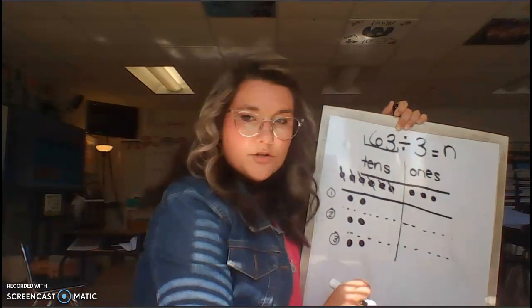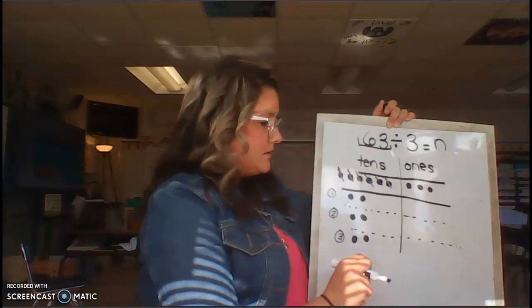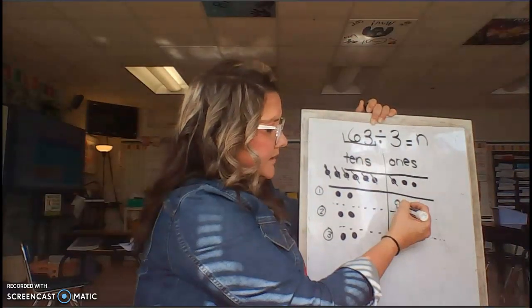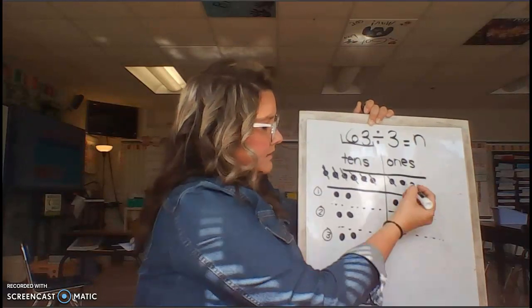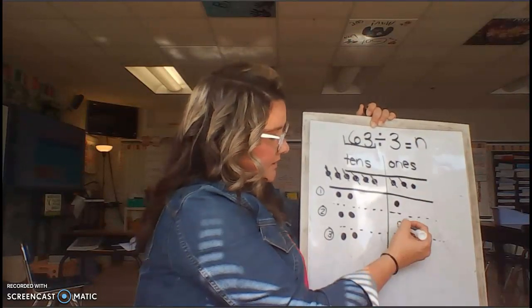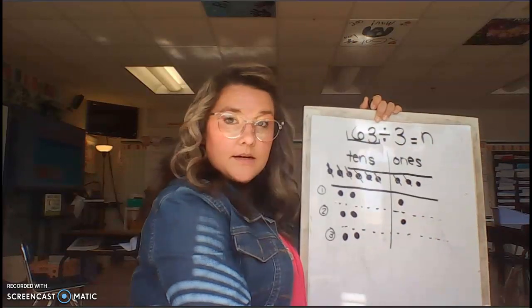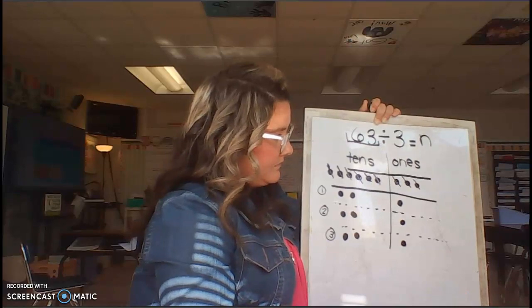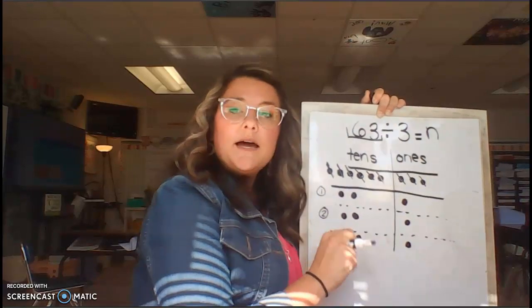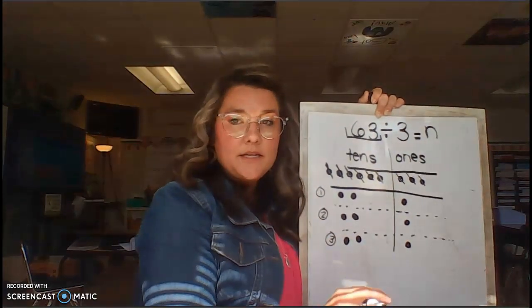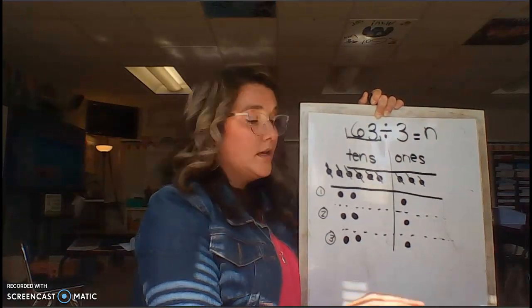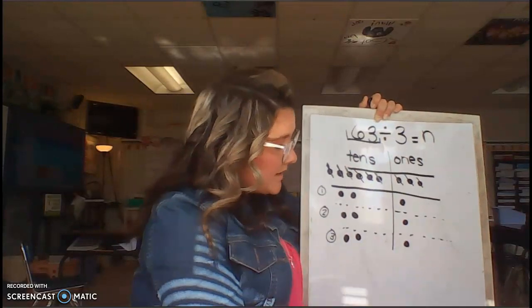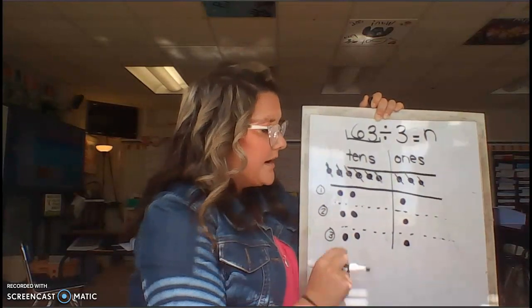Now I'm going to distribute my ones. So I'm going to take my 1 here, and I'm going to give it to group 1. Take my 1 here and give it to group 2. And then I'm going to take my 1 here and give it to group 3. Do all my groups have the same number represented? Yes. So I have given out all my tens, all my ones. Each group has the same amount.